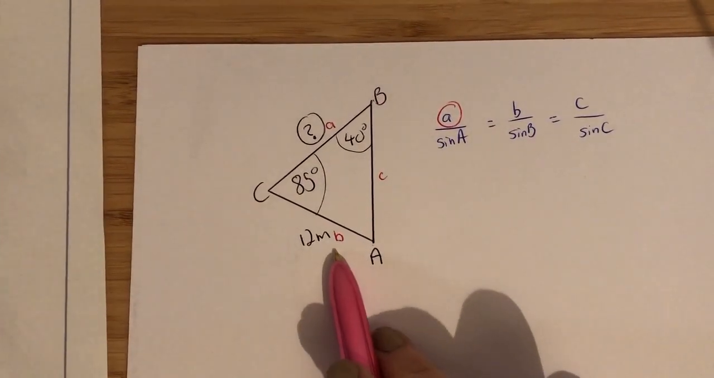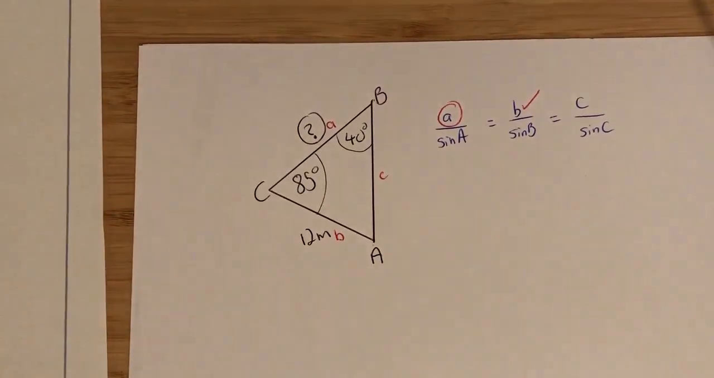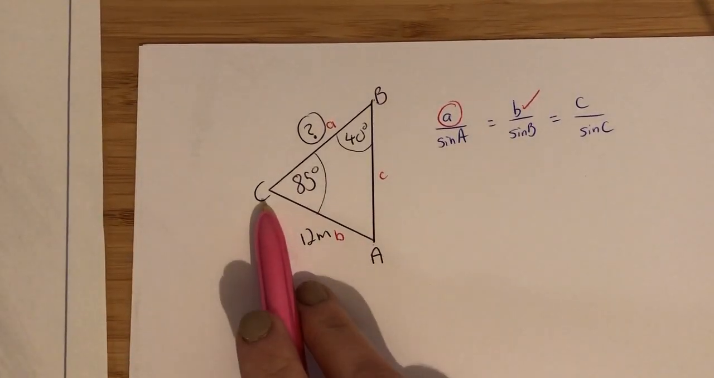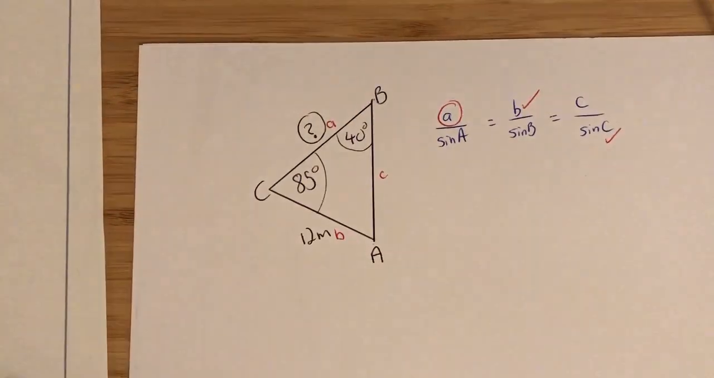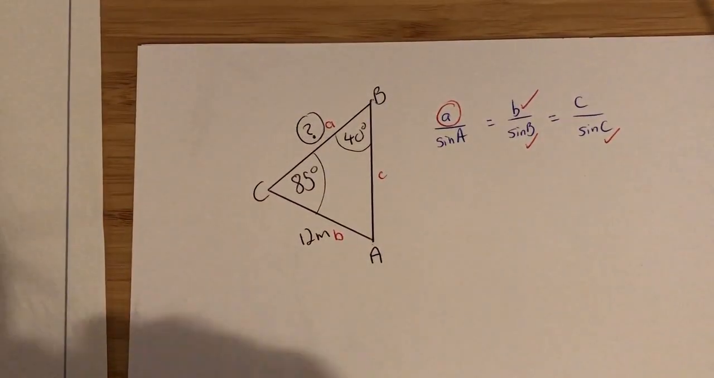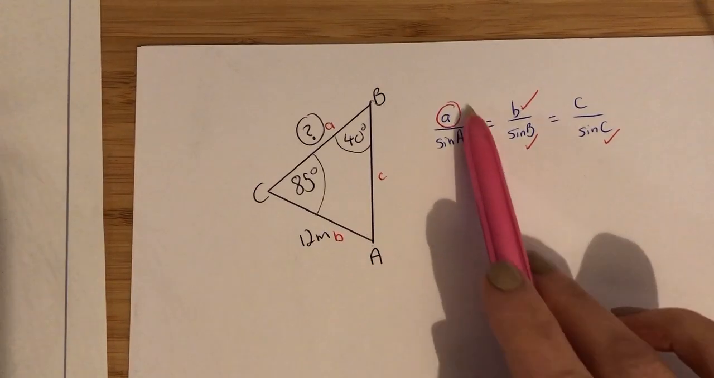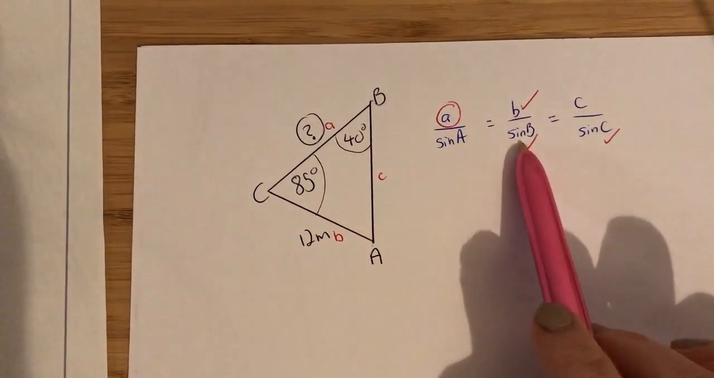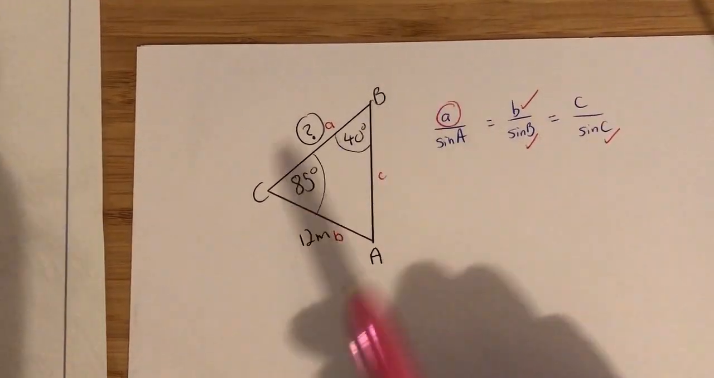So I also have the side B, so I'm going to tick that. I have the angle C, so sine C I'm going to tick, and I have the angle B, so I'm going to tick that. And we're looking for a matching pair where we've either circled or ticked everything, but right now we actually don't have that.